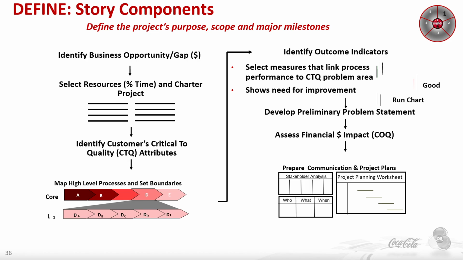Just to summarize it, we have to identify business opportunity gaps, then resources are identified and selected, project charter is made, CTQs are identified, outcome indicators are identified, the financial impact is calculated and assessed, and then project planning worksheet and stakeholder analysis are done. So we have started discussing the most important topic, DMAIC, and we have started the define phase. We will continue it in our next lecture.